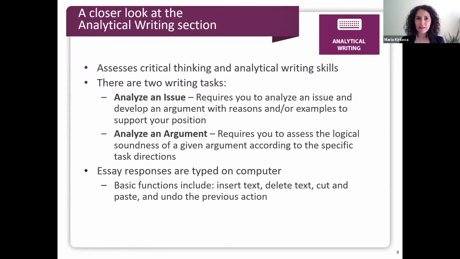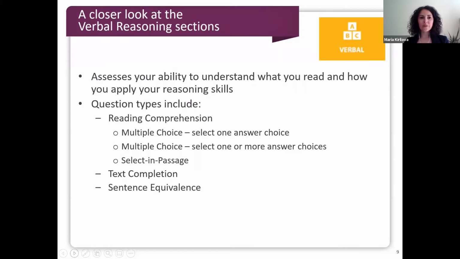The analytical writing section assesses your critical thinking and analytical writing skills. And there are two tasks. The first one is to analyze an issue and develop an argument with reasons and/or examples to support your position. The second task is to analyze an argument, which requires you to assess the logical soundness of a given argument according to the specific task direction. The essay responses are typed on a computer. As we mentioned earlier, a lot of the test takers sit the test on a computer.